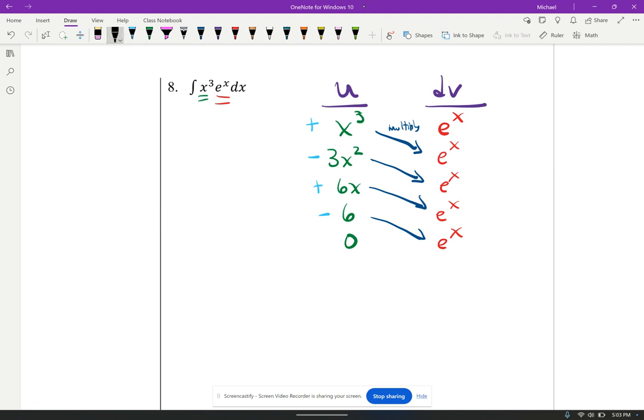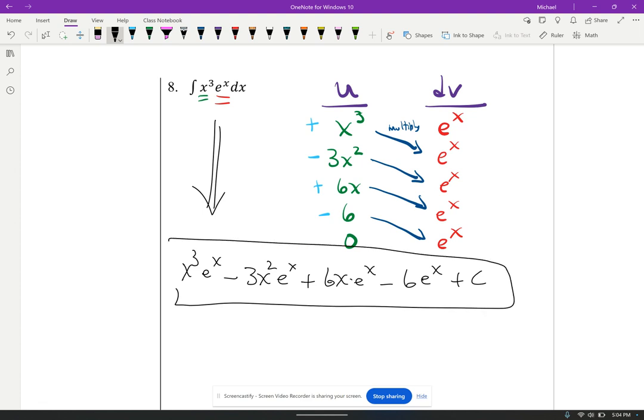All right, so we're saying that this antiderivative is x to the third e to the x minus 3x to the second times e to the x plus 6x times e to the x minus 6 times e to the x plus c. There is our antiderivative. If I actually do the product rule and figure out all these derivatives, we should get back to x to the third times e to the x. It doesn't seem like it, right? This is really complicated for it to just end up like this, but it turns out it does.